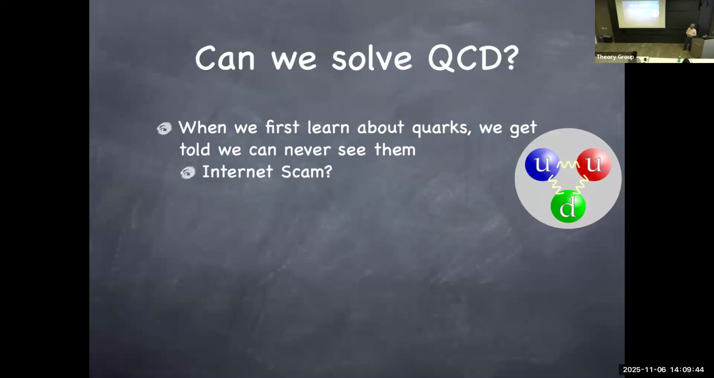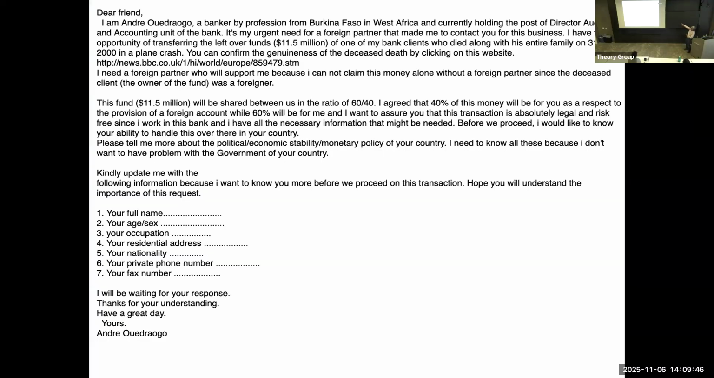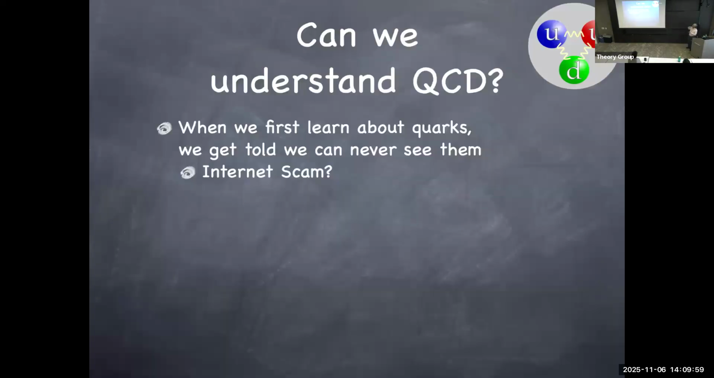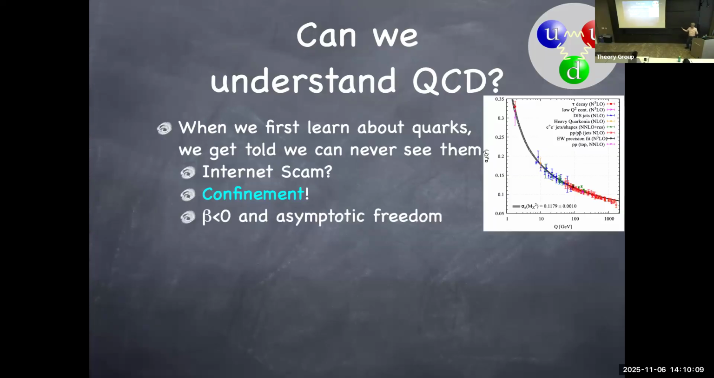When I looked into my mailbox, I could still find typical Nigerian scam emails. So I felt like I've been fooled. I'm supposed to buy into the existence of these quarks, even though I can never see them. That left me uncomfortable. Of course, we get told right away, well, that's okay, don't worry about it, because there's something called confinement happening here. But how exactly the confinement is happening is still a question mark.